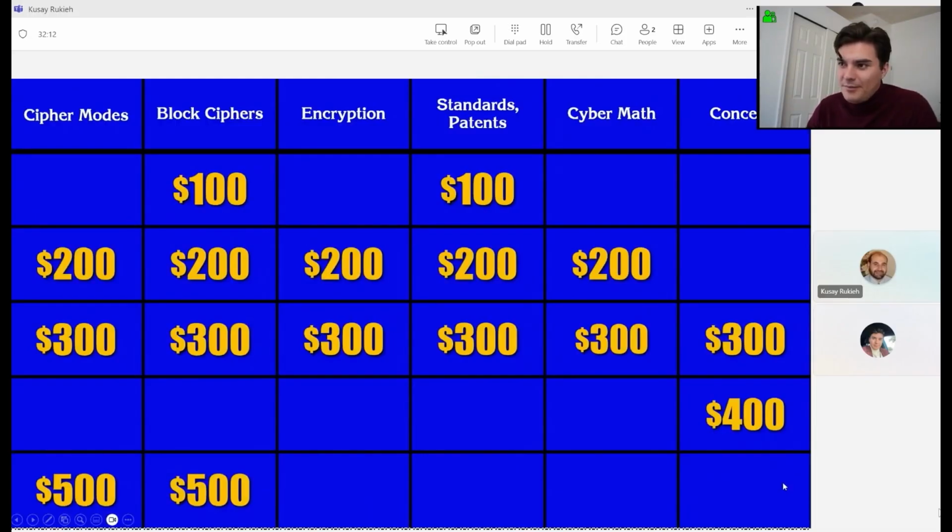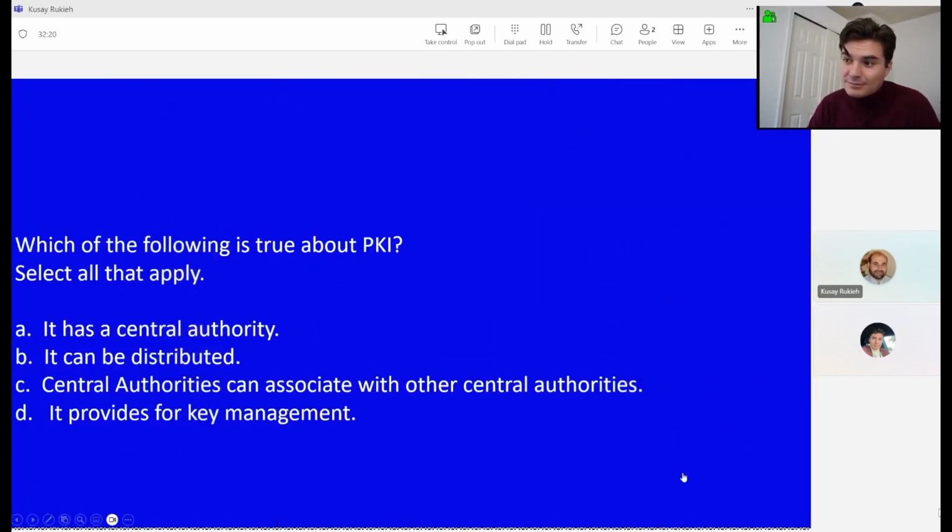What do you think? I want to do encryption for $300. We're on a roll here. Yeah, we're going to close that category. Which of the following is true about PKI? And again, this one is a trick one, just FYI, I'm telling you. Okay.